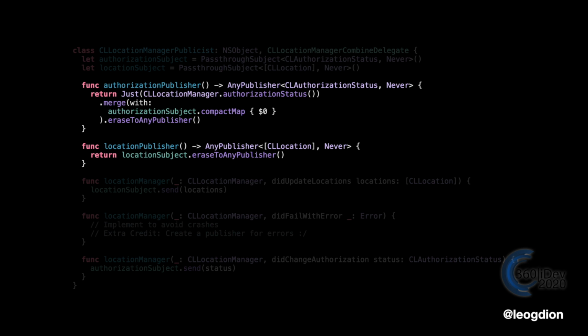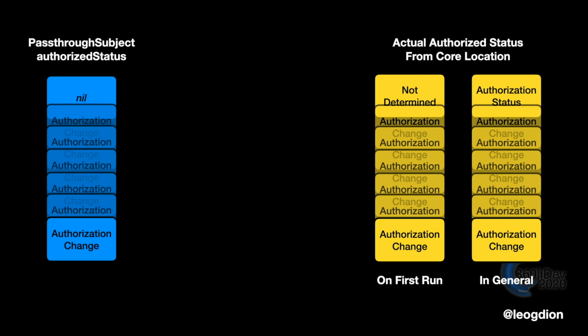So how do we go about doing this? Well, if we look at our PassthroughSubject for authorized status, it won't receive any values at first.